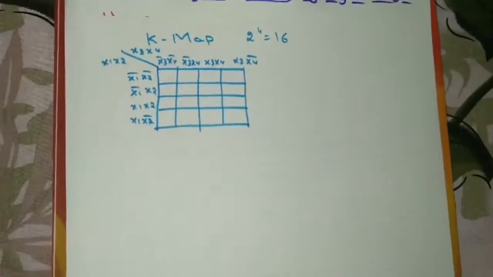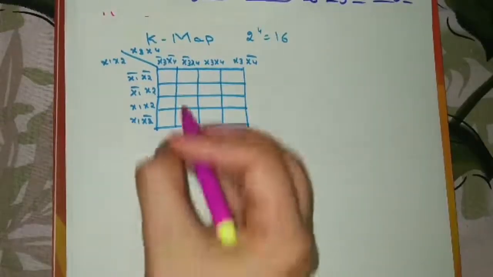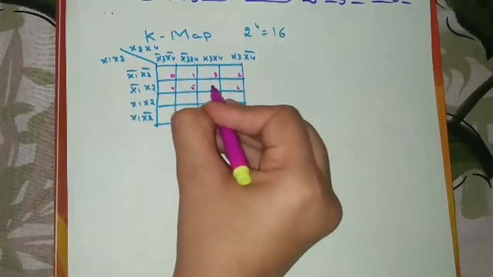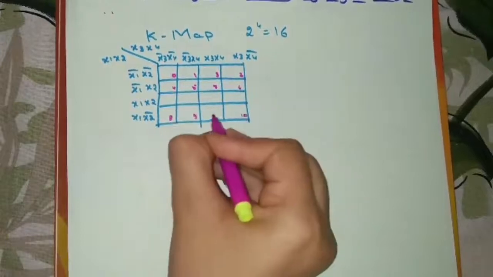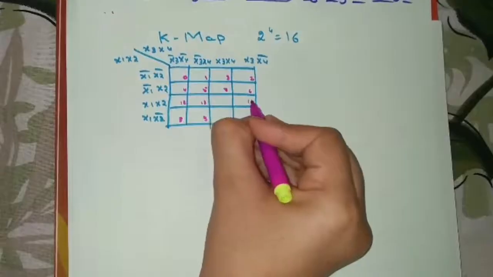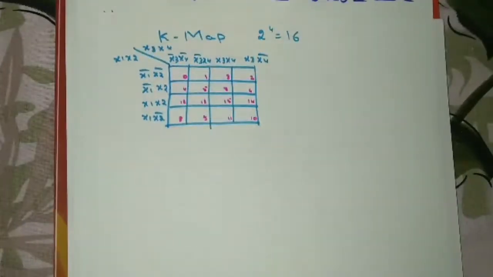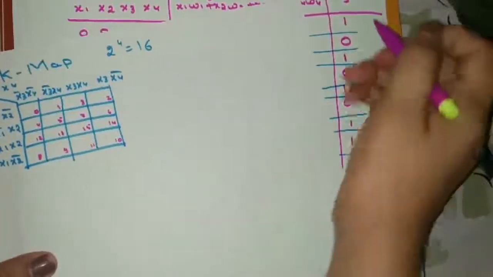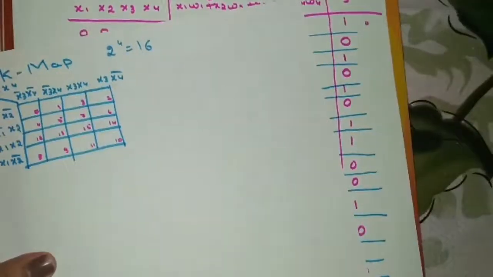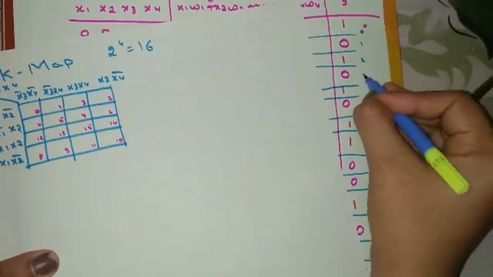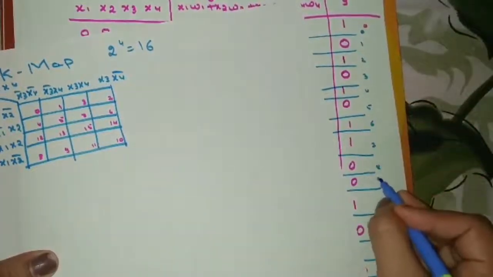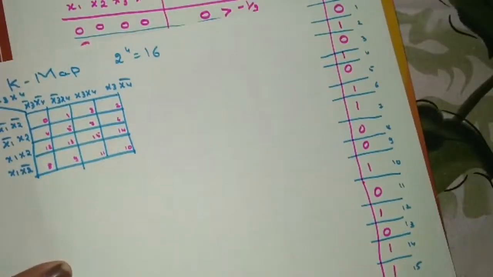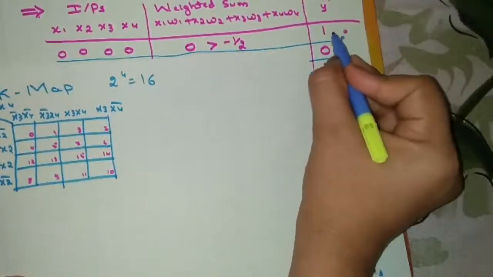Or else, if you are confused how to write the output in the K-map, you can just write down the numbers here: 0, 1, 2, 3, 4, 5, 6, 7, 8, 9, 10, 11, 12, 13, 14, and 15. Just write down the output according to this number. I'll show you how to write it. We'll start from 0. These are the numbers associated. So this will be the 0th block.